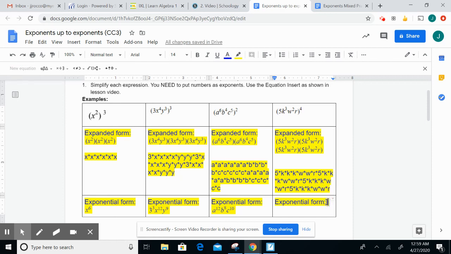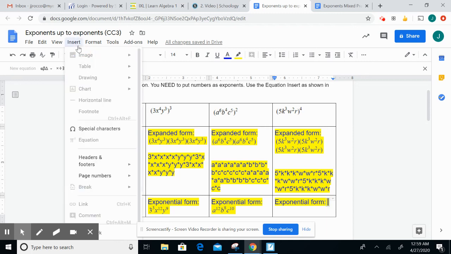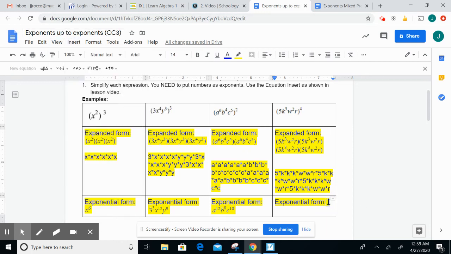All right, and finally, it's up to you how you want to do this. If you want to count them all up, you certainly can. Or you can go back to the original and take that 4, give it to the 5. So 5 up to the 4th power. 3 times 4 is 12, so k up to the 12. w up to the 8. 4 times 2 is 8, and then r up to the 4.